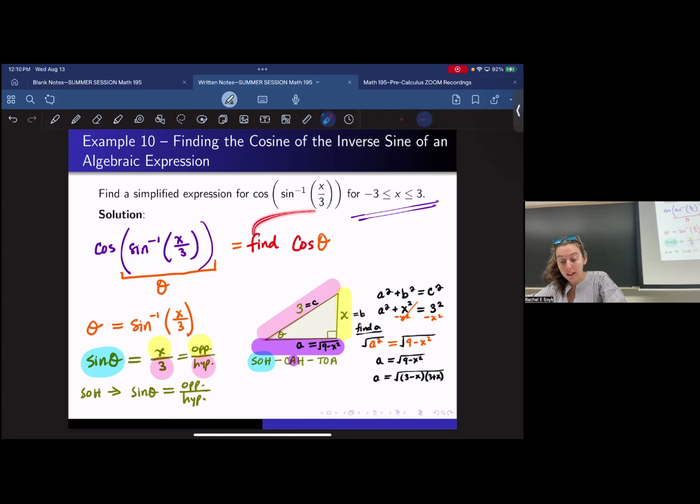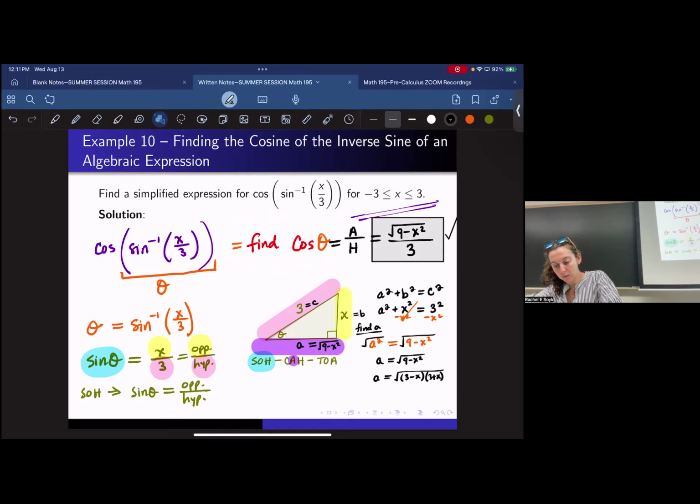We're trying to find cosine of theta. Cosine, adjacent over hypotenuse. We just solved for our adjacent side. Square root of 9 minus x squared over our hypotenuse, 3. And this is it. We're done.